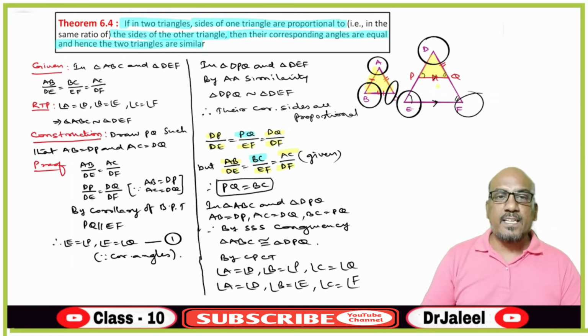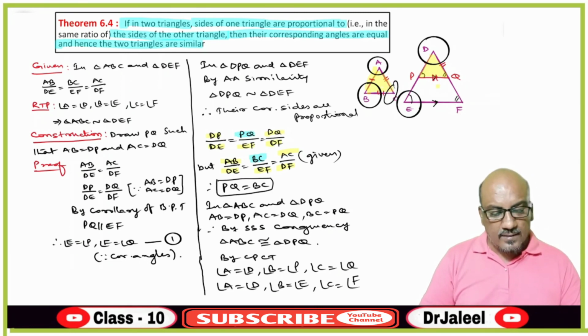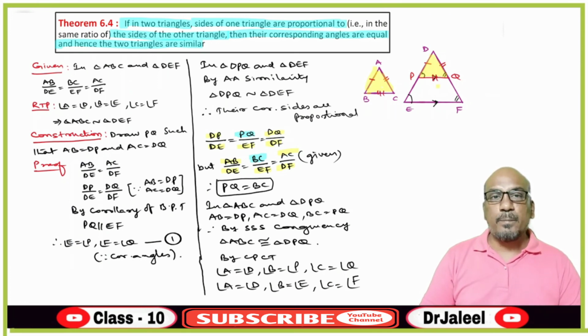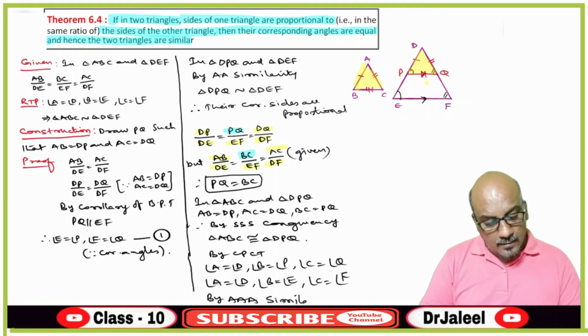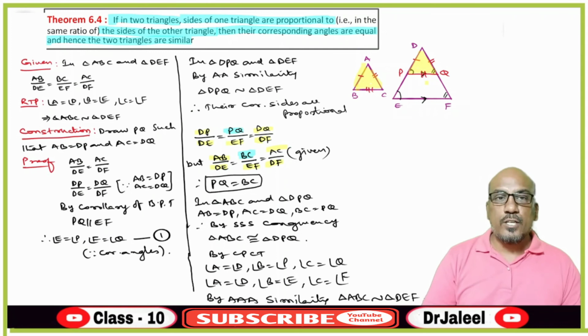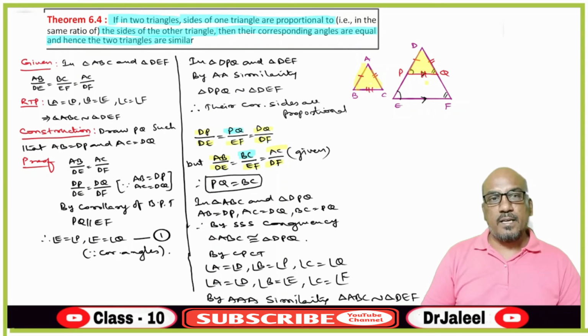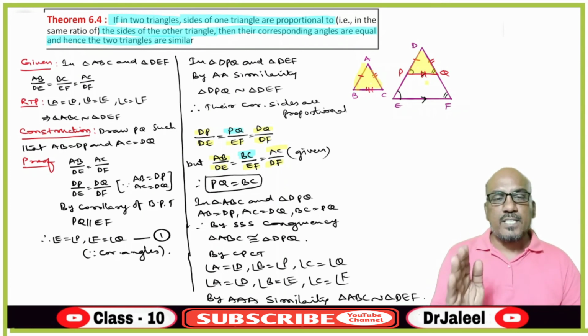Now we proved that angle is equal to angle, angle is equal to angle, and angle is equal to angle. All the three angles of one triangle are equal to the other triangle. So by which similarity can you say that both are similar now? AAA similarity. So by AAA similarity, we can say the triangle ABC is similar to triangle DEF. So children, this is the proof of SSS similarity, that is side, side, side similarity. It says that if three sides of one triangle are proportional to three corresponding sides of another triangle, then both the triangles are similar.